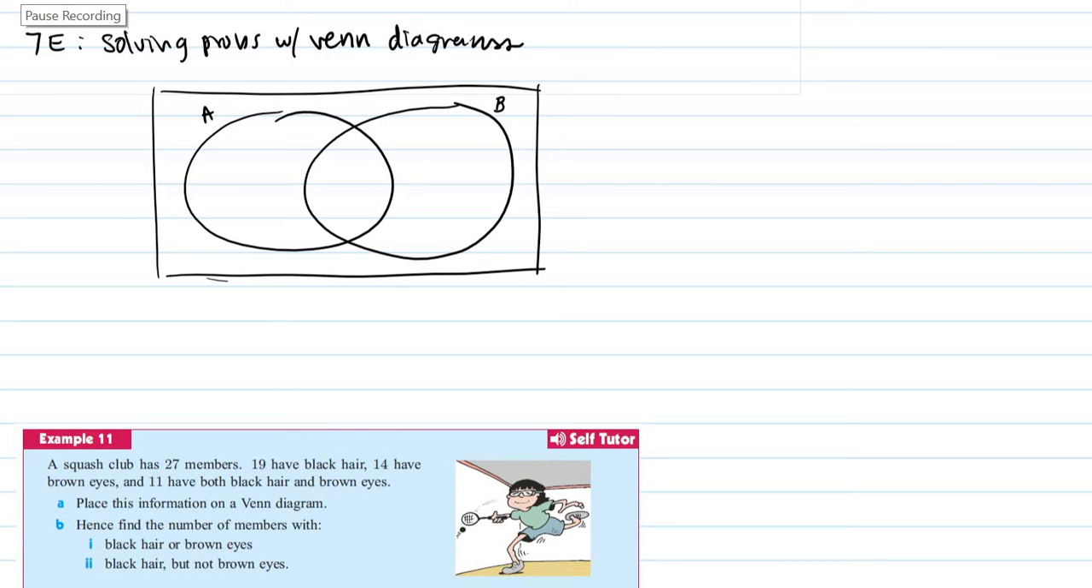This video is about how to solve problems with Venn diagrams. If you think about a Venn diagram, the Venn diagram has several different regions in it. That was the point of the last lesson. So here, let's take this Venn diagram that we have already drawn. We have two overlapping areas, subset A and subset B, and this whole thing inside the box, that's our universe.